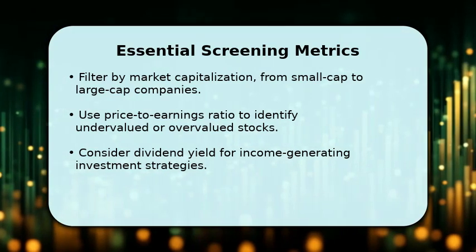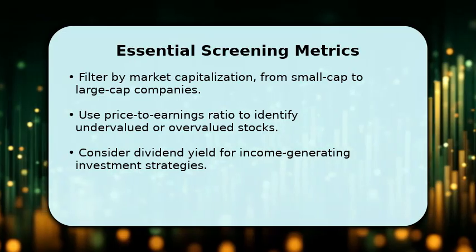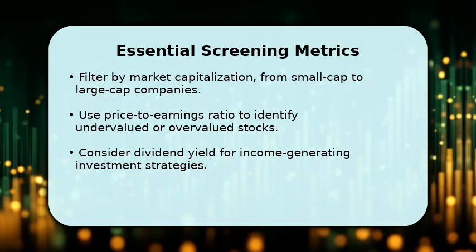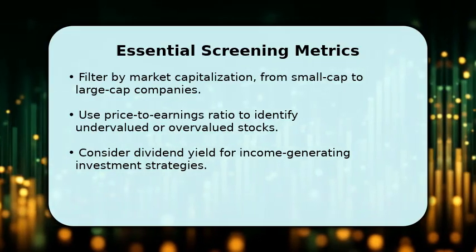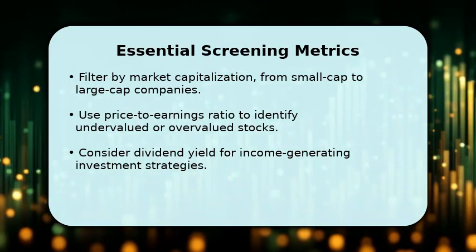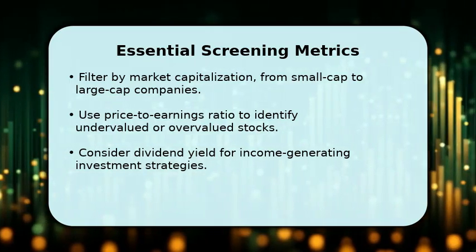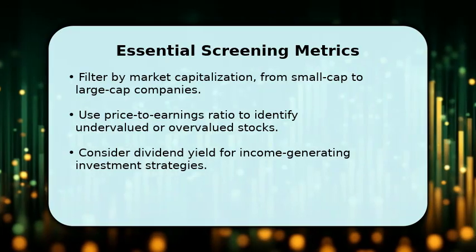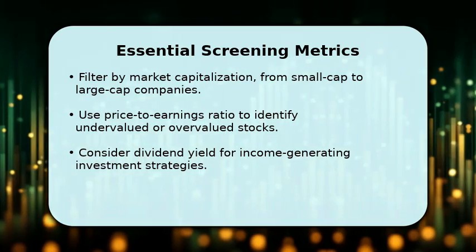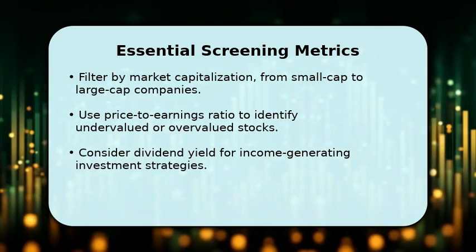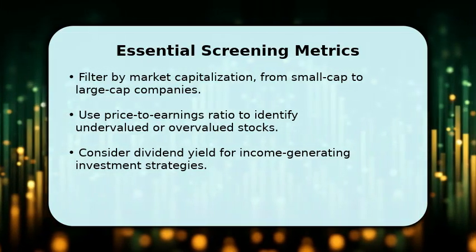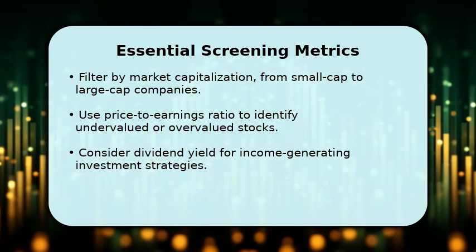Once you understand the basics, it's time to select your screening metrics. Key criteria include market capitalization, allowing you to target companies ranging from small cap to large cap. The price-to-earnings ratio is crucial for assessing valuation, helping you find potentially undervalued or overvalued stocks. For income-focused investors, dividend yield is a vital metric. Additionally, examine revenue growth and profit margins to gauge a company's financial health and growth potential. These metrics form the backbone of your search.